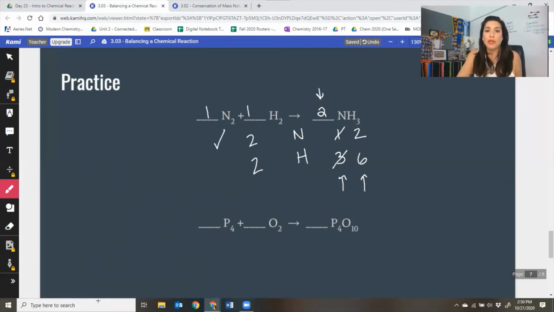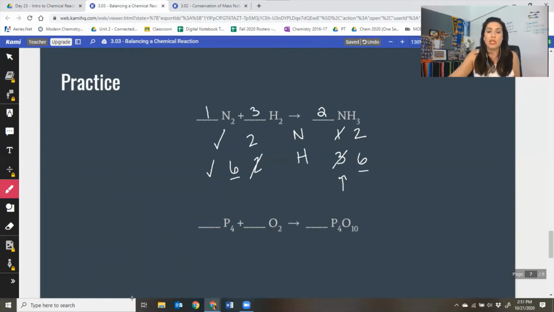And then what number could I put here for H2 in order to end up with 6 hydrogens? Well, if I put a number 3 here, 3 times the fact that there's 2 of them, 3 H2s gives me a total of 6 hydrogens. And now my 6 on this side, my 6 on this side are balanced, and I can check off that this is a complete and balanced reaction.